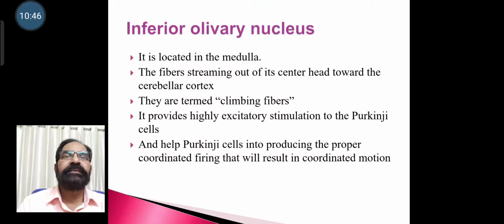Inferior olivary nucleus, it is the major nucleus found at this level. It is located in the medulla. The fibers streaming out of its center head towards the cerebellar cortex. They are termed climbing fibers. It provides highly excitatory stimulation to the Purkinje cells and helps the Purkinje cells produce the proper coordinating firing that will result in coordinated motion or movement.